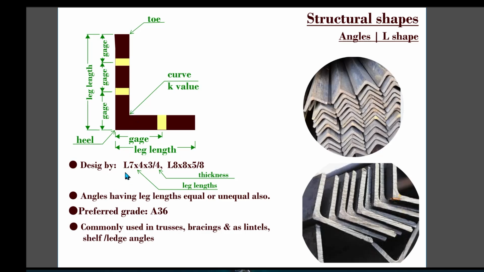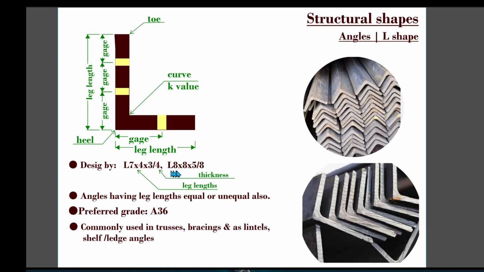To write the angles, there is a standard format. Just for example, L7 by 4 by 3/4. So the first two numbers are the leg lengths and the last one is the thickness of the angle. And the second example is L8 by 8 by 5/8. So the last one is the thickness and the first two numbers are the leg lengths.